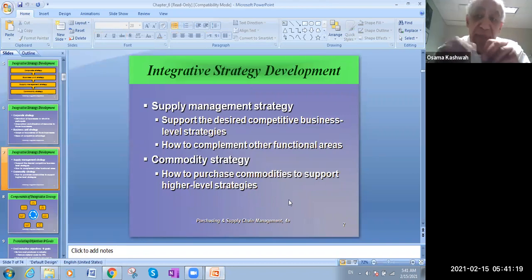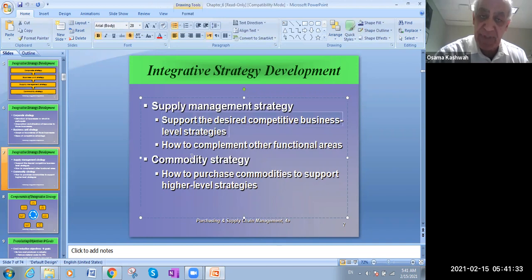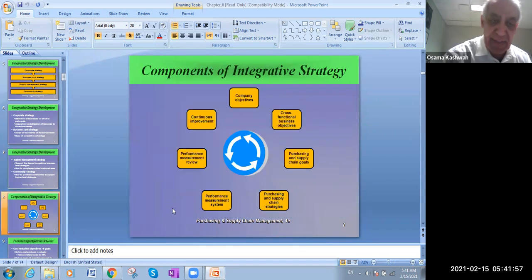How about the supply chain management strategy then is required for this, because all of them are completing each other. There are four levels which are completing each other. Supply management strategy supports the desired competitive business level strategy. It's supported. How to complement other functional areas. About the last one, which is commodity strategy, this includes how to purchase commodities to support higher levels of strategies. So those are the four integrative strategy development. We'll go now to another slide.